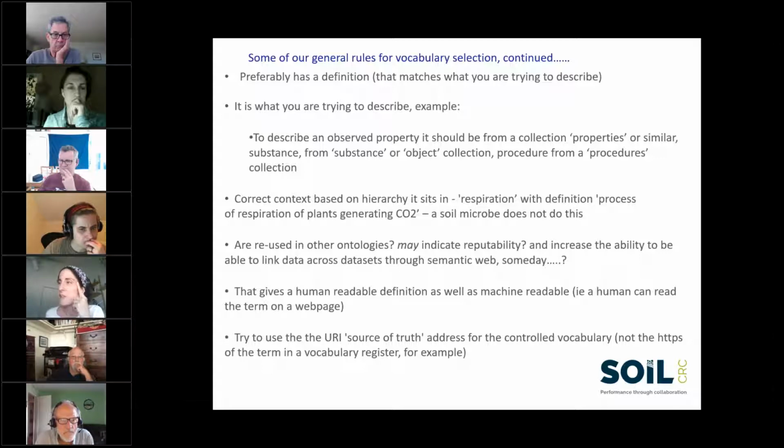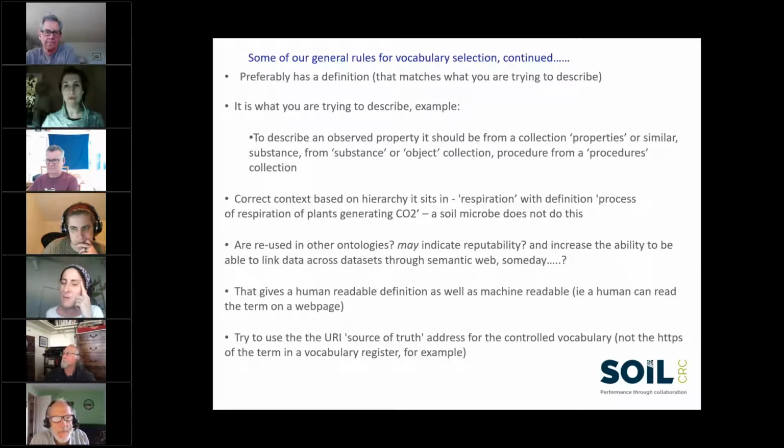I don't know if this is valid or not, but I see if it's reused a lot by other ontologies, perhaps that says something about how reputable and well governed the term is. I don't know if that's debatable. And maybe it increases the chance of our data being able to be linked with other data into the future. So look for a human definition as well as machine readable.